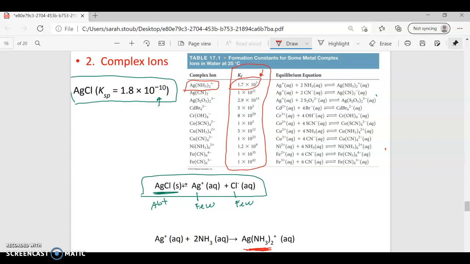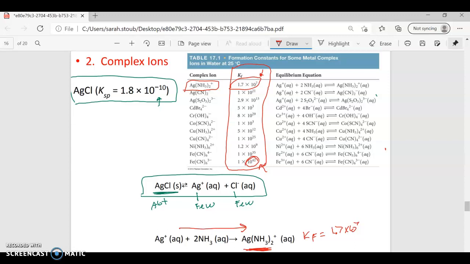But look at all these numbers. They're all really big numbers. 10 to the 42. I mean, really, have you seen that before? No. What that means is they really like to make the ions. My Kf here, they call it Kf because they're forming a complex ion. Kf forming. It's 1.7 times 10 to the 7th. That's like a freakishly big number. Not as much as 42, but it's a very big number. Which means it really wants to go to the products.